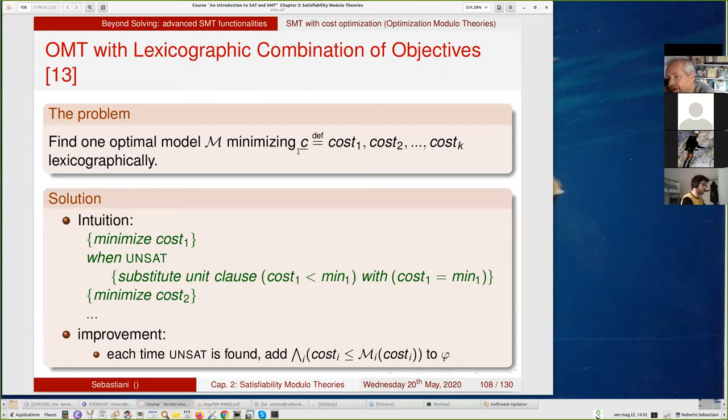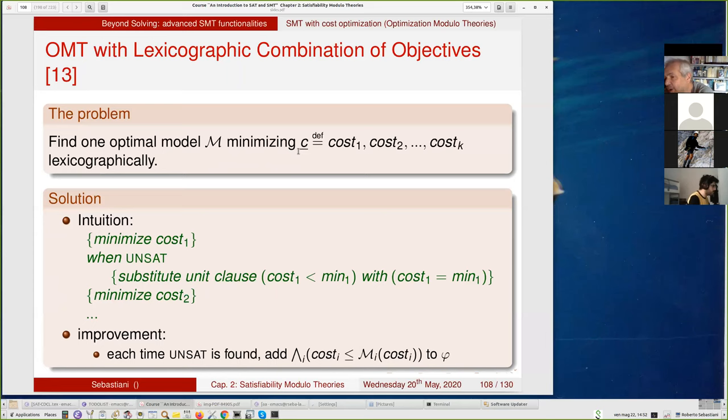So you know what a lexicographic combination is, right? When you have more than one objective that you want to satisfy, you give a priority list order to the objectives. You say, find the solution which minimizes cost one. And if there is more than one such solution, find the one which also minimizes cost two. And if there is more than one such solution, find the one which minimizes cost three.